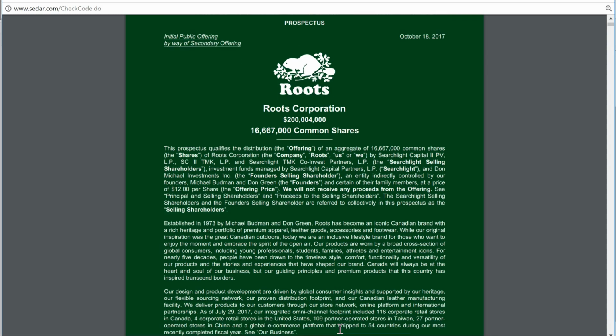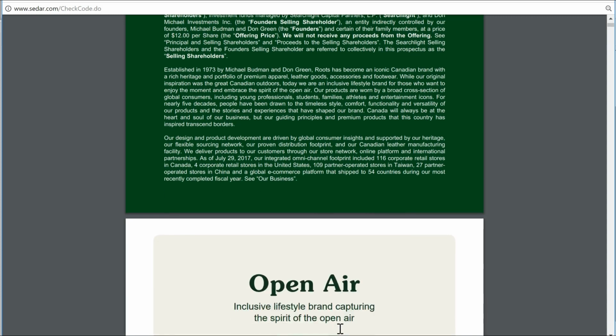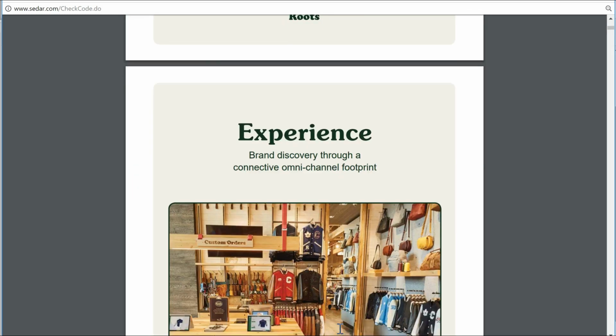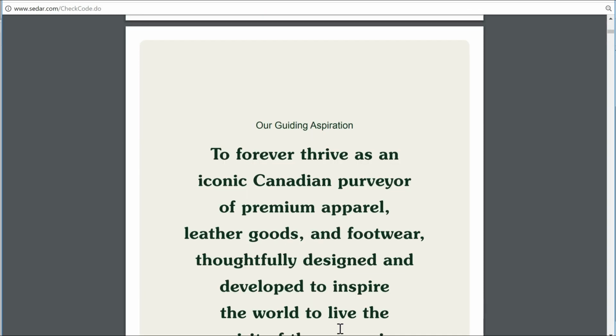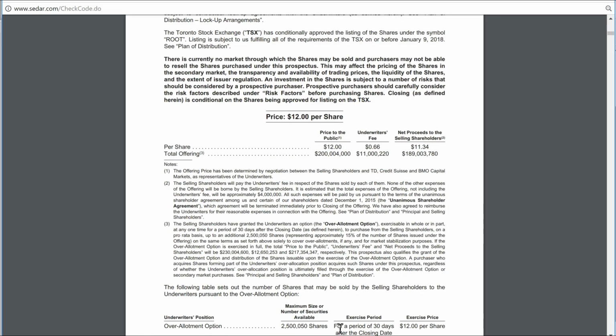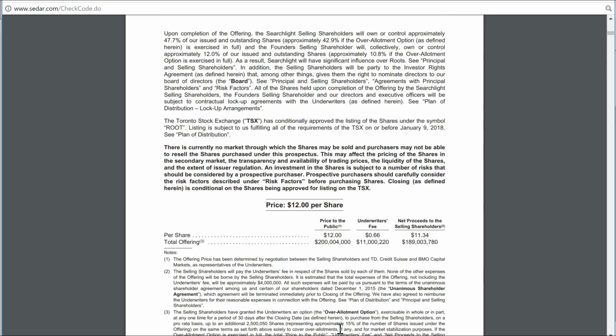And if we go through here, this is going to document lots of other different things and outline who Roots is. They're going to go through some glossy pages first to outline what Roots is. Everybody knows, at least in Canada, that Roots is a retailer of clothing. If we get down to this page, this is really where they start to get into a little bit of the details of the offering.